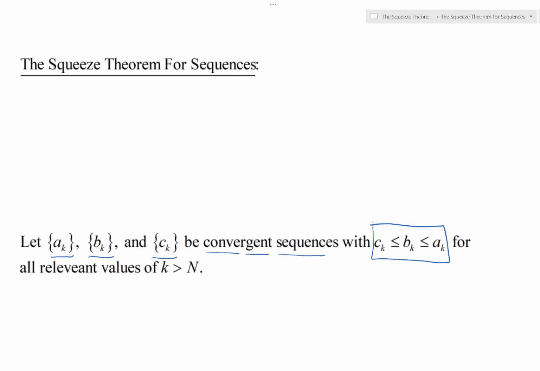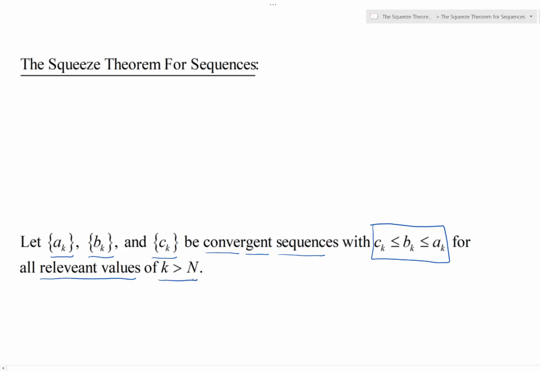sub k, and a sub k have this relationship such that the terms in the sequence c sub k are always the smallest of the terms, with a sub k always being the biggest of the terms, and the terms in b sub k being trapped in between these two different sequences. Of course, they could be the same values as well. And that is true for some situation, some relevant values such that k is bigger than some number n.